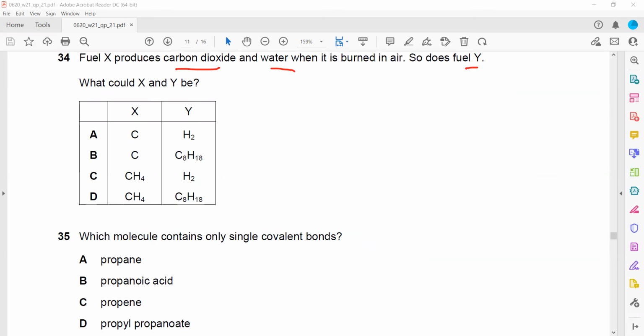If it is only a carbon fuel, it will produce only carbon dioxide. If it is a hydrogen fuel, it will only produce water. So it should be a hydrocarbon. When we check the options, in one X is not a hydrocarbon, in another Y is not a hydrocarbon, in another X is a hydrocarbon but not Y, and here X and Y are both hydrocarbons. So D will be the right answer, because when we burn a hydrocarbon, it produces carbon dioxide and water vapor.